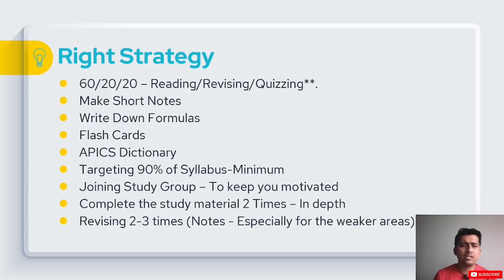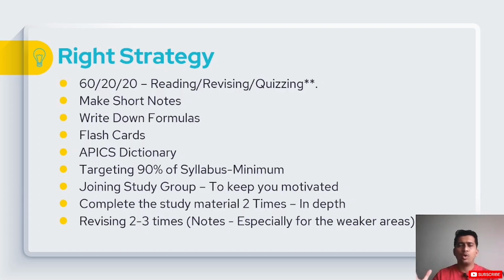And when I say revising 2 to 3 times, here you don't need to go through everything in depth. Just rush through the books or your short notes, and that should be sufficient. So plan your preparation time on that.